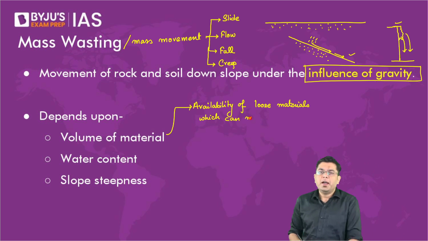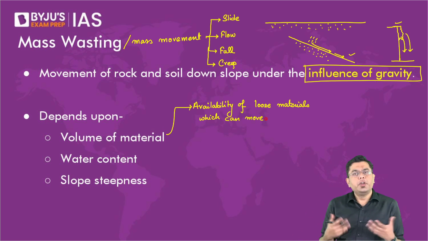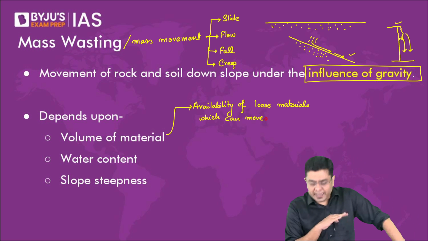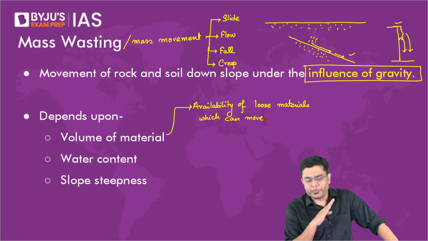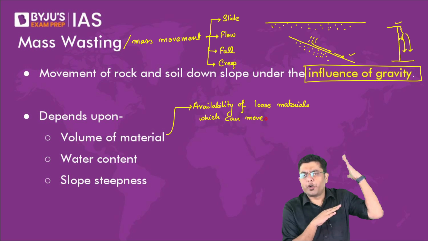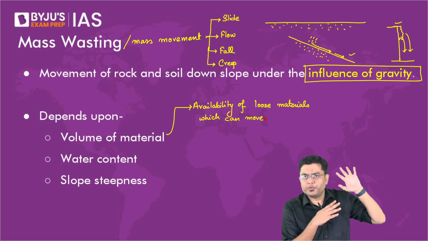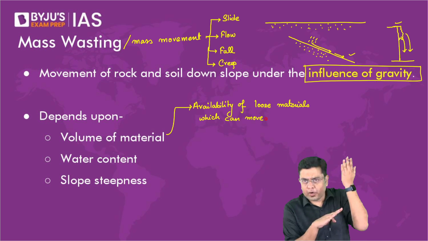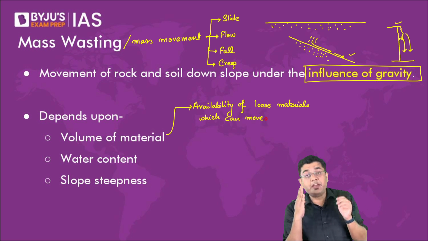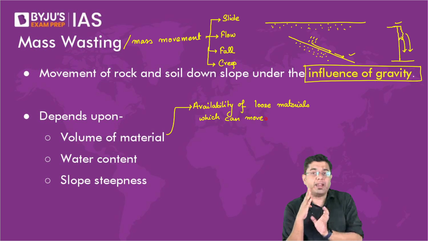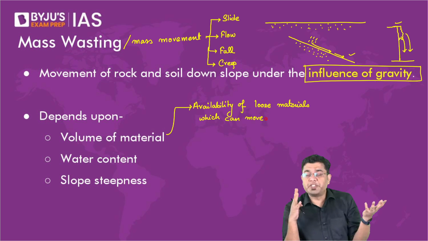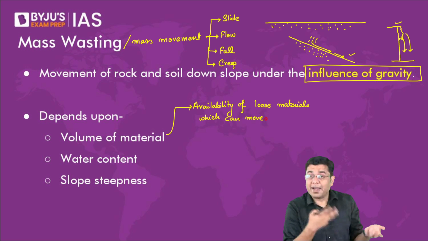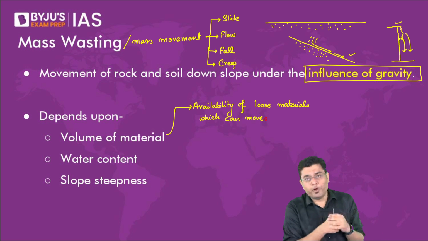Okay, availability of loose materials which can move. In any particular slope, let's suppose you have lots of various different rock fragments which are free to move. Automatically, with the slightest of trigger, all of them will start rolling down. That is why when you have steep slopes and overhanging rocks, a lot of materials which can fall automatically start dropping down. So that is the contributing factor of volume of material.